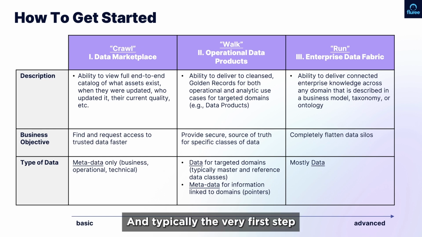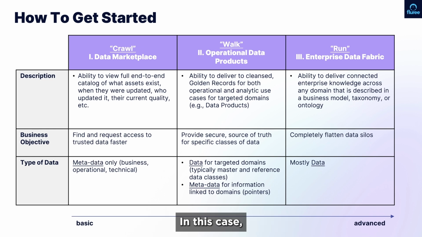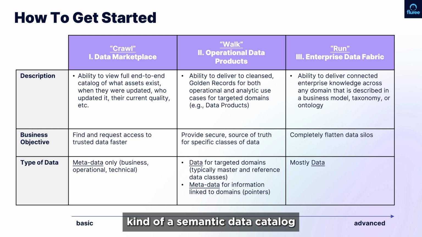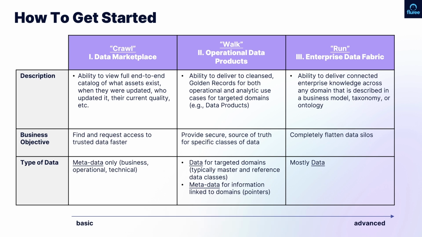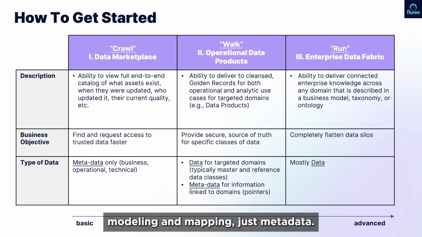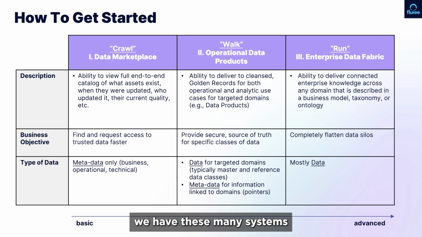And typically, the very first step, or what we say is the crawl step in the framework, is to start very safely just using metadata. In this case, what we're doing is we're building a semantic data catalog or a data marketplace. And the business goal here is just to get your arms around what information exists in the company and who owns it, so that if I want to, I can go and ask and request to get access to it. In this step, all we're doing is just modeling and mapping metadata. So we're just going to go through and we're going to say we have these many systems that are out there.